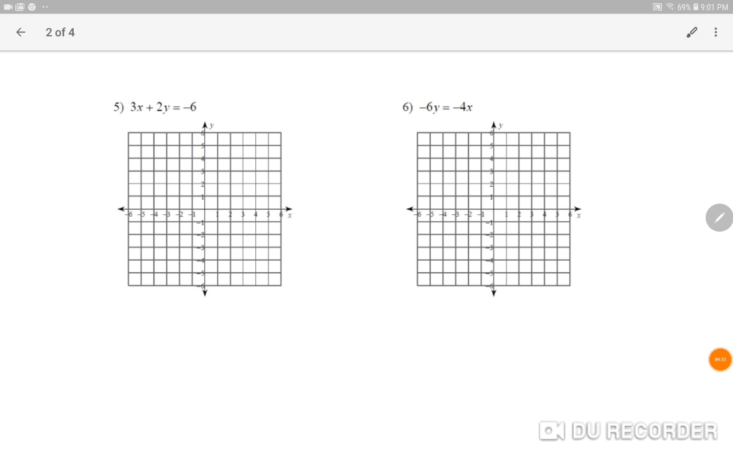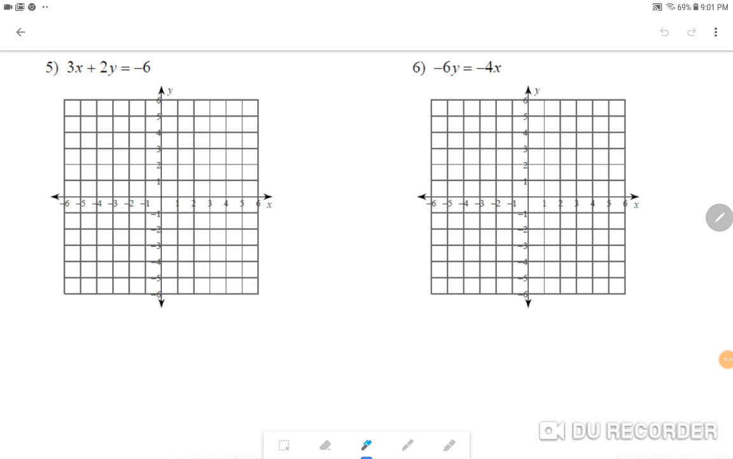Now the next examples, 5 and 6, what happens is the y is not by itself, so you have to get it by itself. Let me keep it over here. I have 3x plus 2y is equal to -6.